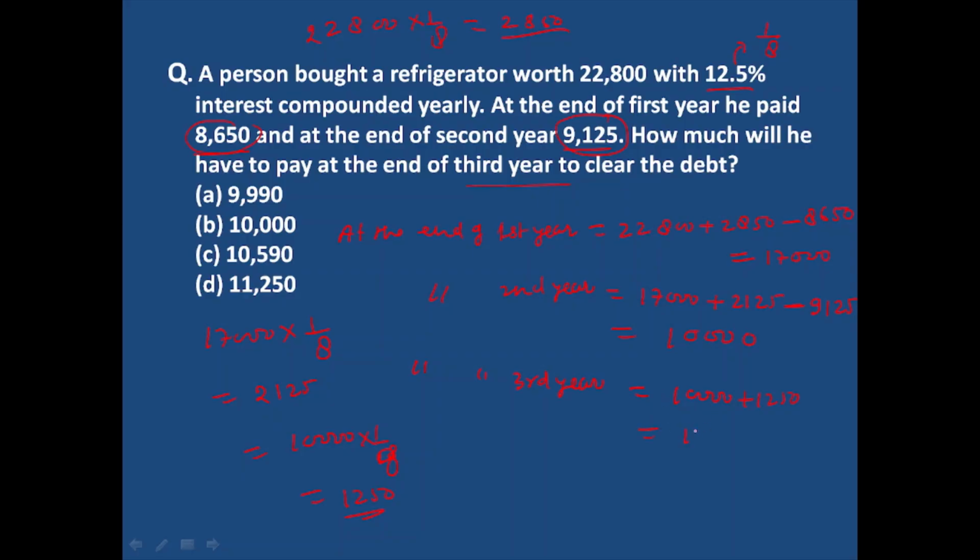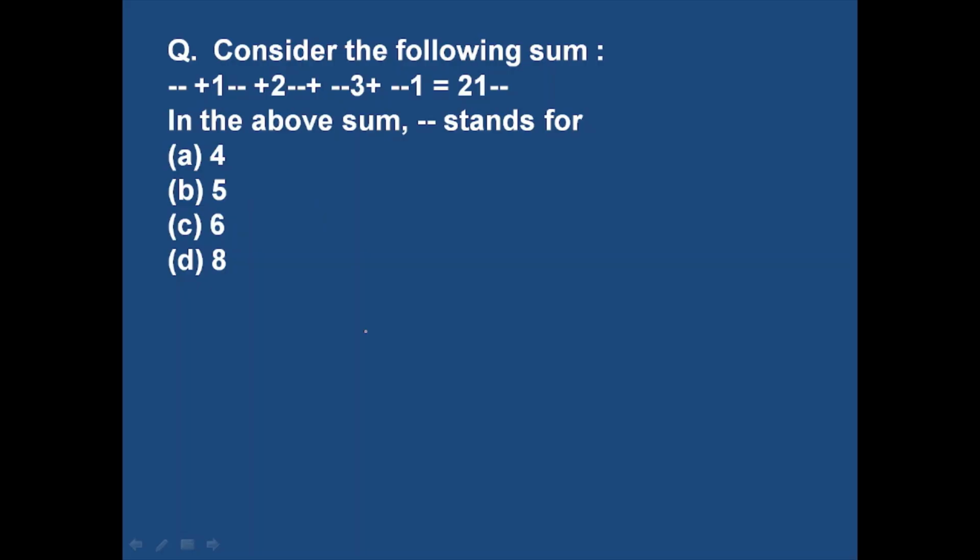It means 11,250 rupees have to be paid at the end of third year to clear all its dues. So option D will be the right answer. Okay, clear? Now the next question.